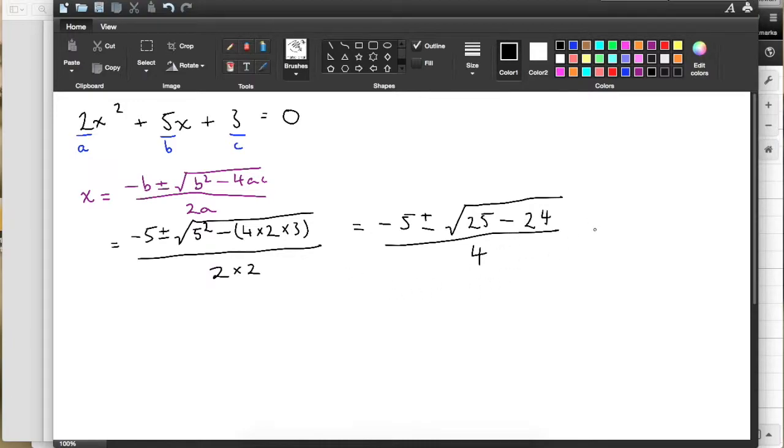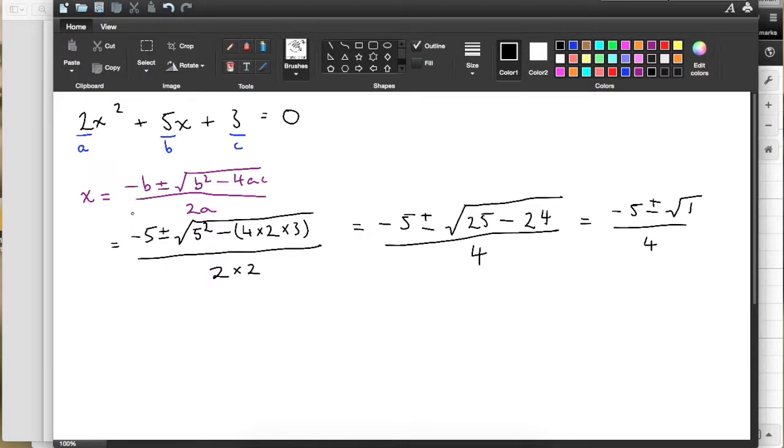We can simplify that even further, because it's negative 5 plus or minus the square root of 1, which is just 1, so the square root sign is actually kind of redundant there, over 4. Now really you could have put this in your calculator at this early stage and got the correct answer. It's totally up to you whether you want to continue to simplify, depending on how confident you are with your calculator, how sophisticated your calculator is in terms of inputting fractions and square root symbols and things like that. So that's up to you.